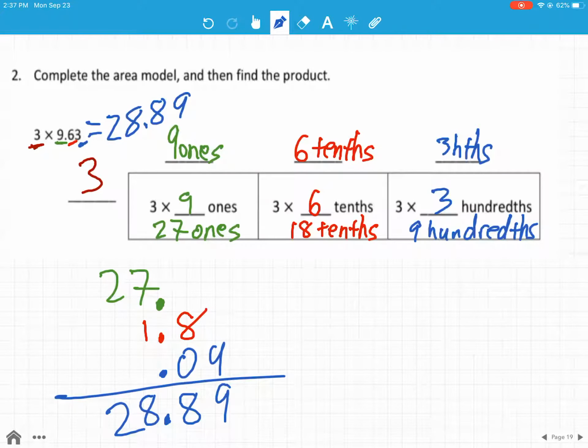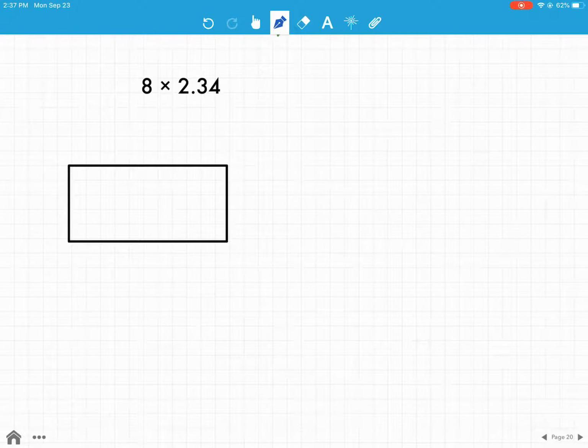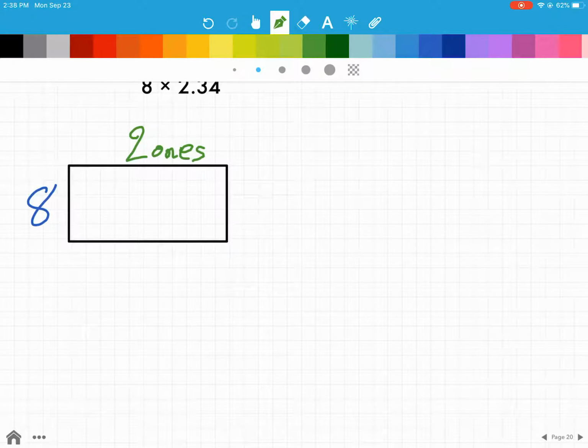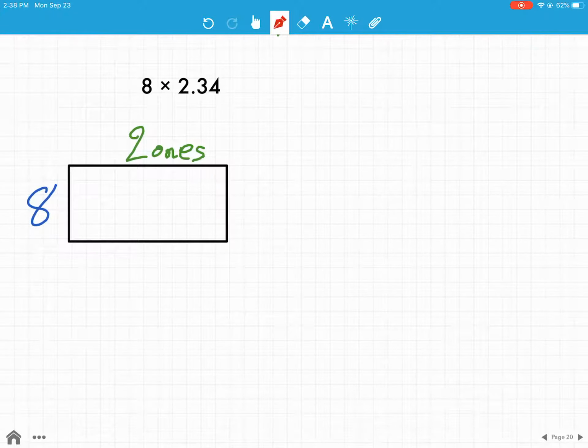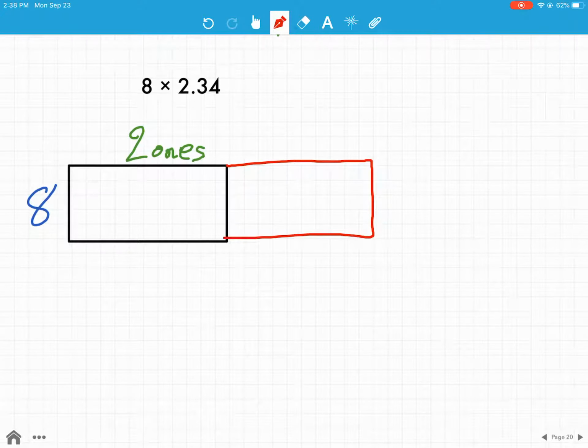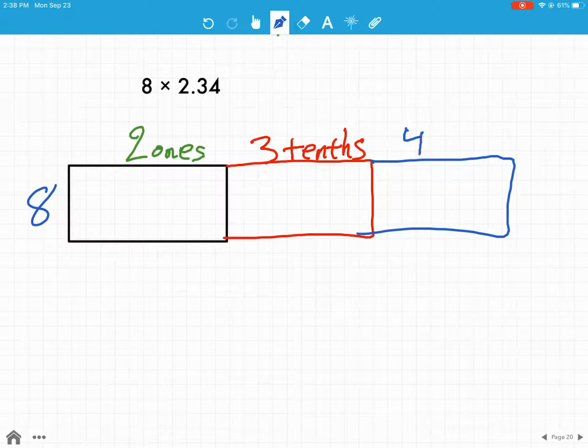Okay? All right. Let's start one from the beginning, or from this part. Okay, our 8 goes here. We have a 2 ones here. Then we have 3/10. And we have 4/100ths. And I should shorten this.